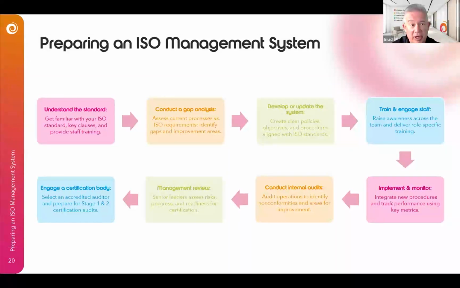So preparing for an ISO management system, and basically this is the step-by-step process of what needs to happen before you actually contact Citation to get your certification audited or certification process. So first of all, you as a client need to get familiar with your ISO standards, the key clauses, and provide staff training of any implementations that you need to make with new processes and stuff like that.